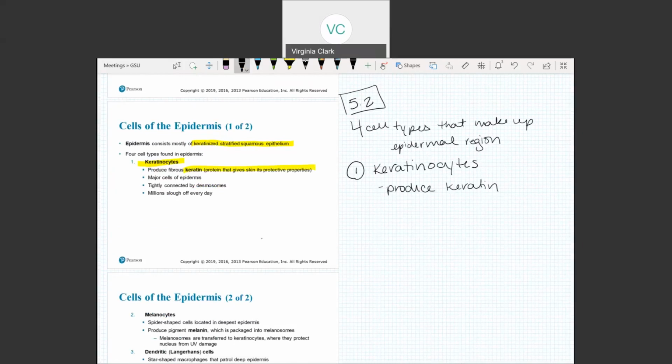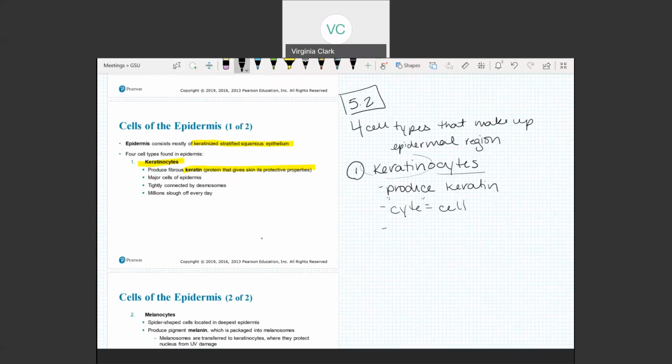Keratinocytes, anytime you see the word cyte, remember it means cell. So this is a cell that produces keratin. So that's kind of how you can help remember it. This is the primary cell in your epidermis. This is what you're going to have the most of. And these are going to be tightly connected by desmosomes.